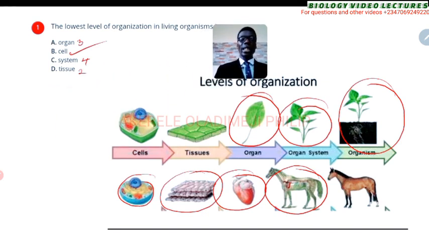Now, you can actually go a bit further than that. There's something smaller than a cell. Those are called organelles, like the structures in cells. So you have organelles like mitochondria, ribosomes, nucleus, and all of those structures come together to form a cell. So in case the question says what is lower than a cell, you can remember the fact that we have organelles in the cells. All right.